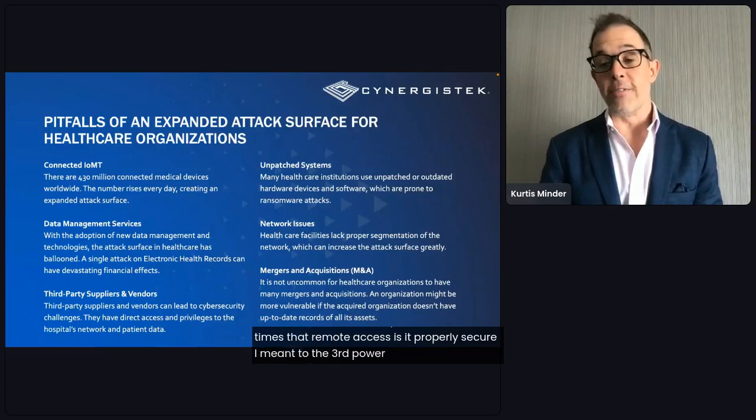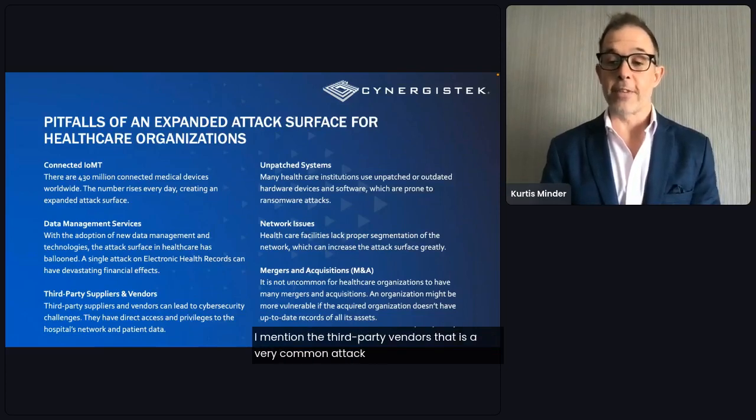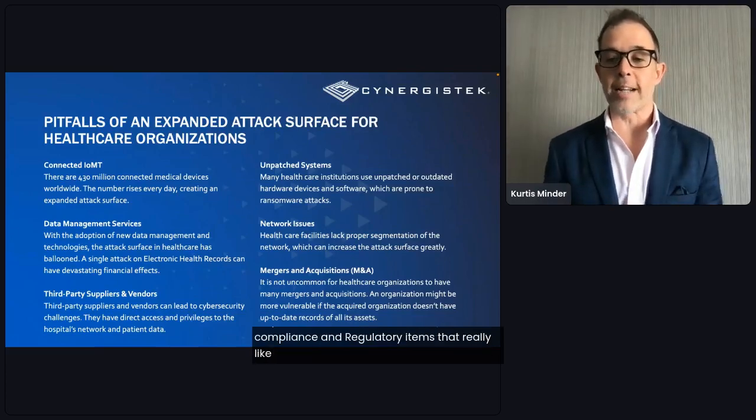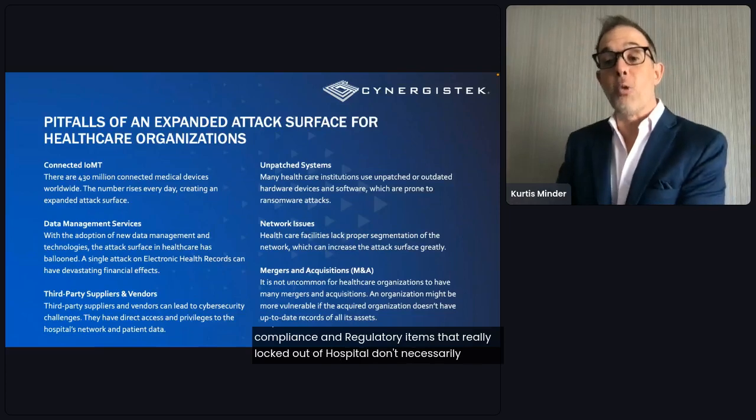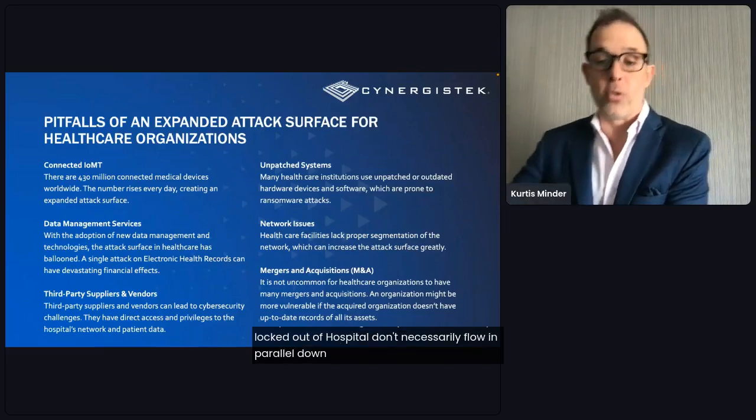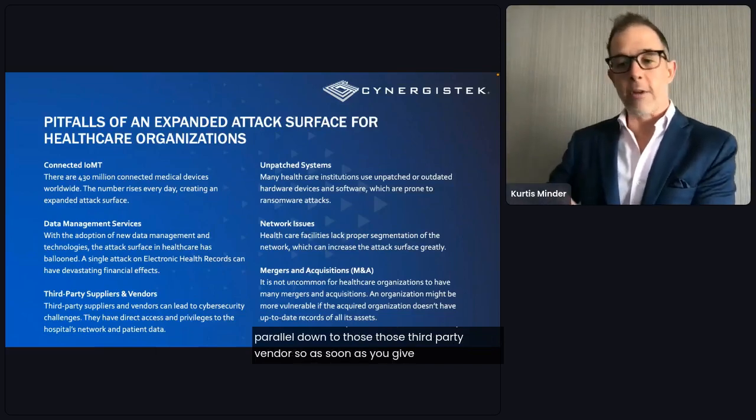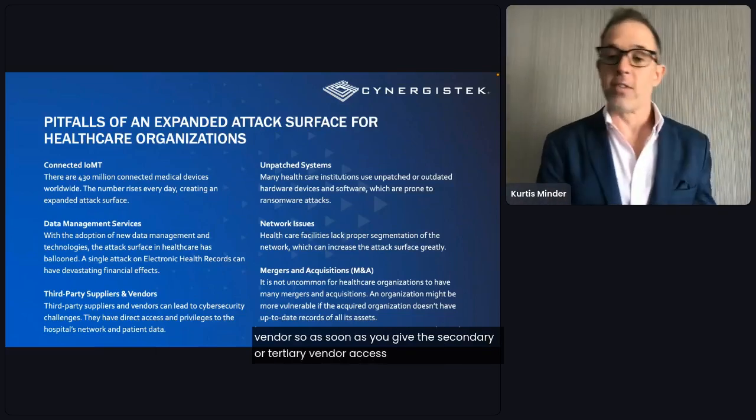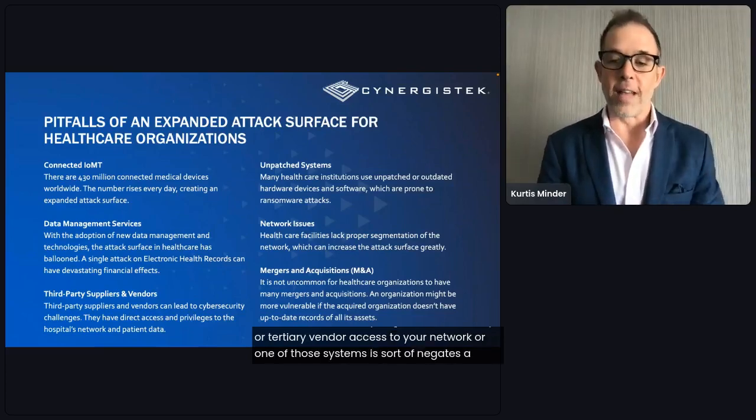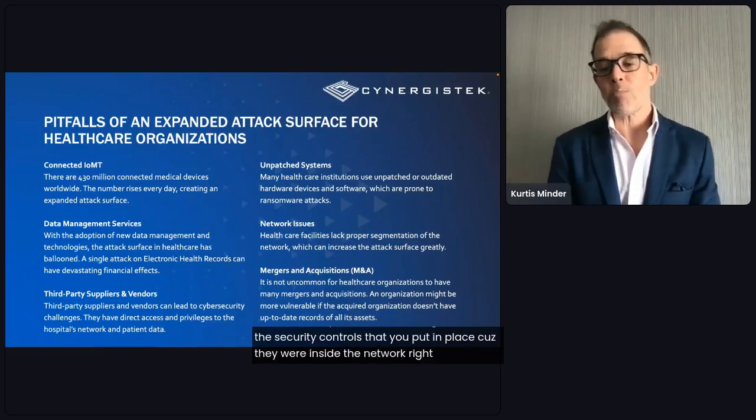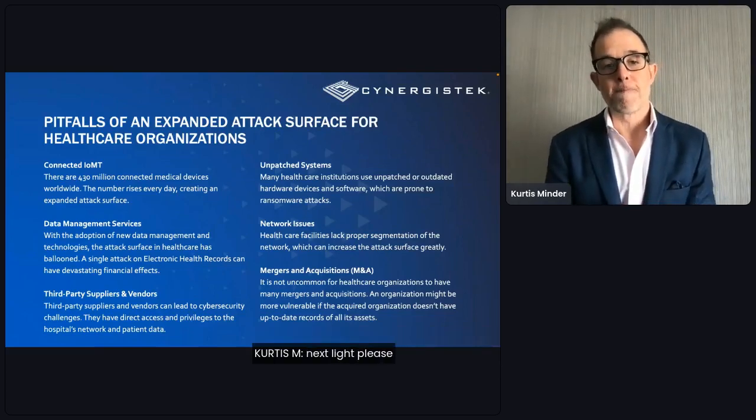I mentioned the third-party vendors. That is a very common attack vector, and a lot of the compliance and regulatory items that really lock down a hospital don't necessarily flow in parallel down to those third-party vendors. As soon as you give a secondary or tertiary vendor access to your network or one of those systems, it sort of negates a lot of the security controls that you put in place, because they're inside the network, right?